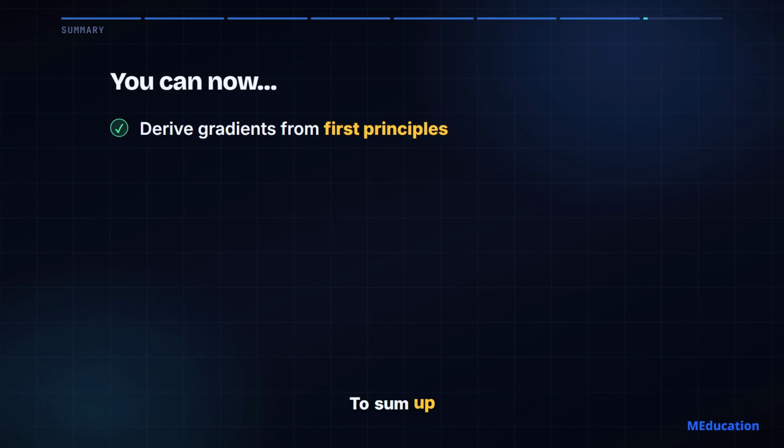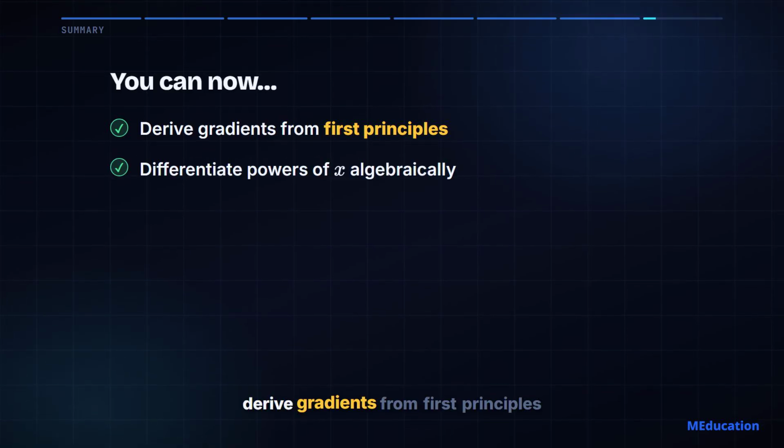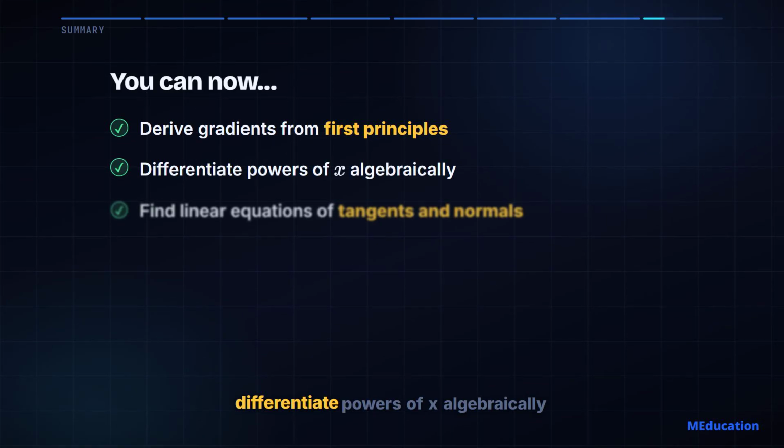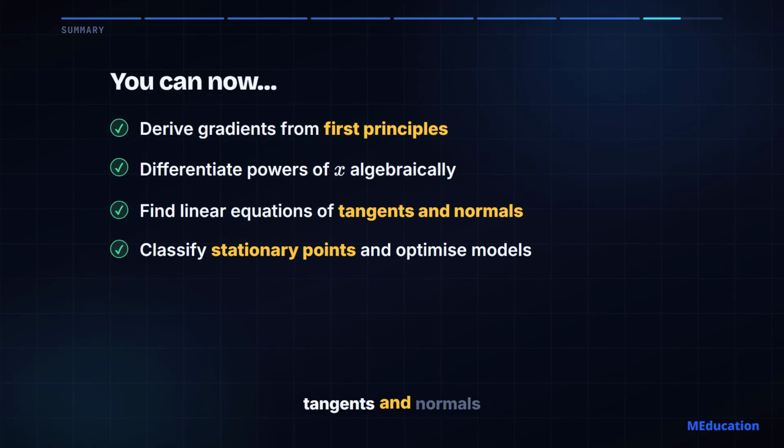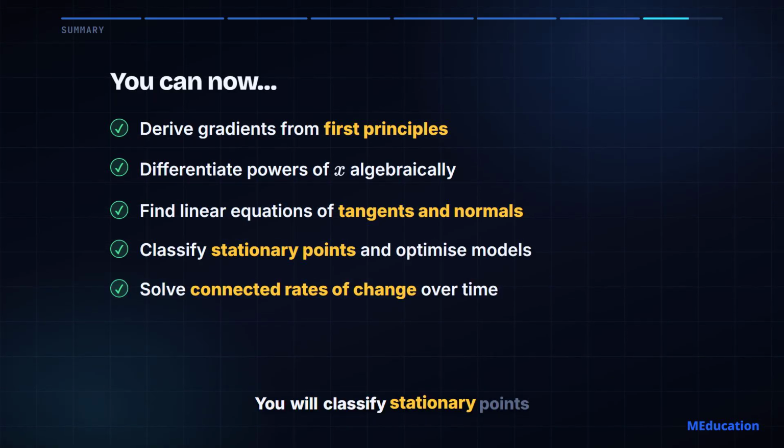To sum up, in this unit, you will derive gradients from first principles, differentiate powers of x algebraically, and find linear equations of tangents and normals. You will classify stationary points to optimize real-world models and solve connected rates of change over time.